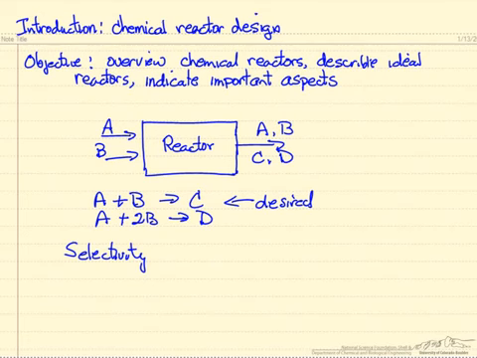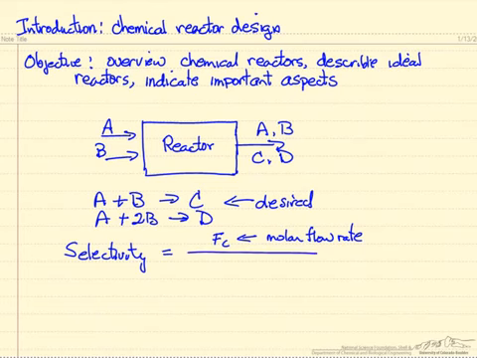So one way that selectivity would be defined in this case would be the flow rate. So this is a molar flow rate, moles per minute or hour, for component C divided by the flow rate for C plus D, so the total products that are formed, what fraction, and it's often expressed as a percent, of course, by multiplying by 100.